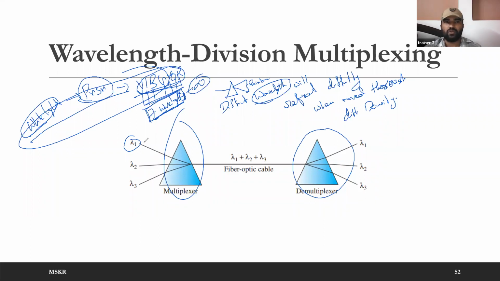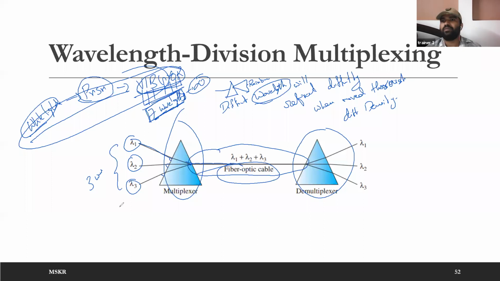So what you are going to do is take n number of wavelengths, in this example 3 different wavelengths, and impose them at different angles onto this prism, which is nothing but the multiplexer, in a way that when they come out of the other side of the prism, they will be combined and look like a single light beam. So you are going to transfer this single light beam using a fiber optic cable.